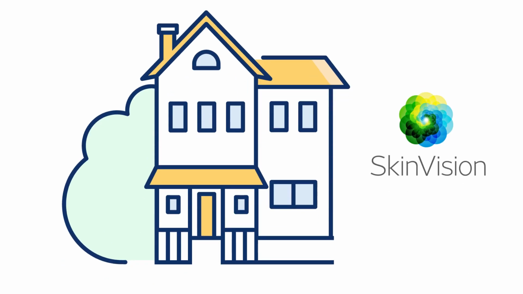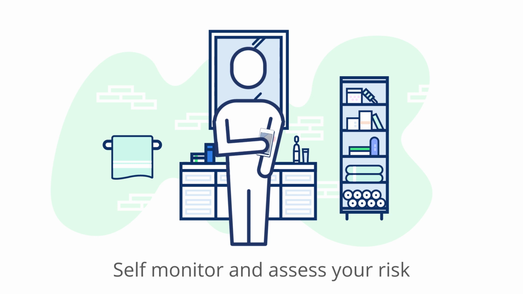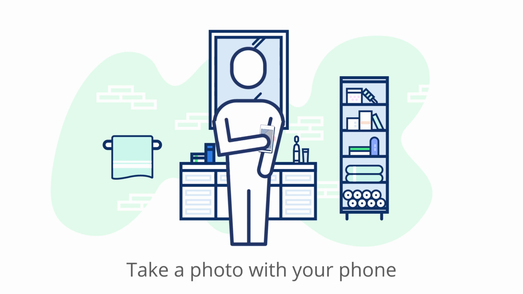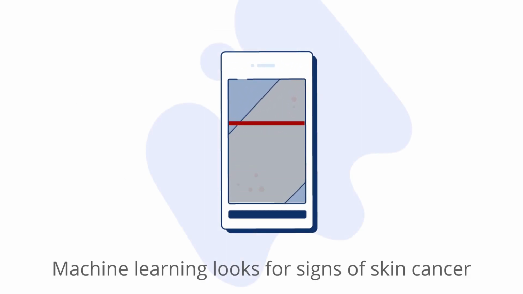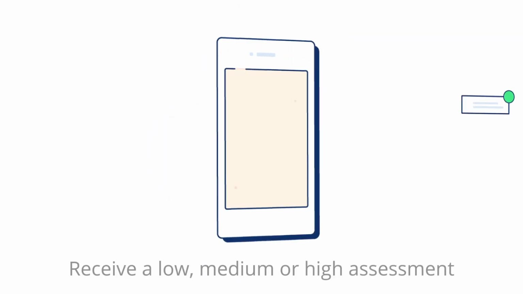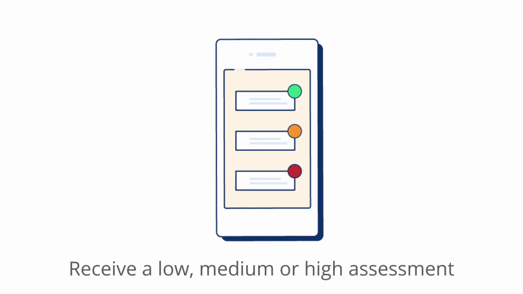SkinVision is committed to saving lives by enabling individuals to self-monitor and assess their risk and be in time at the right doctor. You use the camera on your phone to photograph possible problem spots on your skin for assessment. Within 30 seconds, the photo has been scanned with machine learning technology for possible signs of irregular patterns. You will receive a low, medium, or high-risk result.